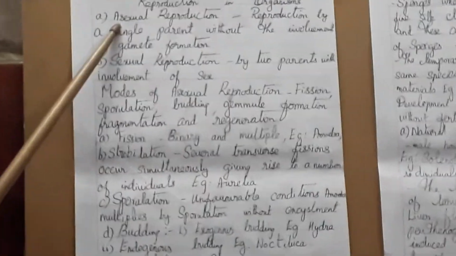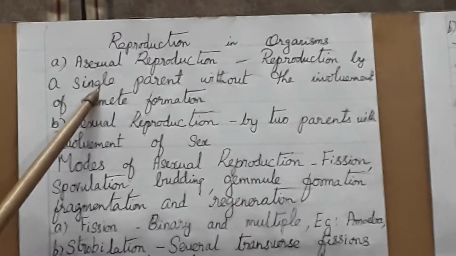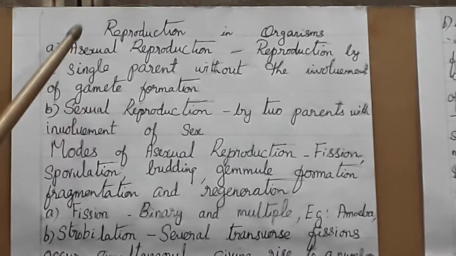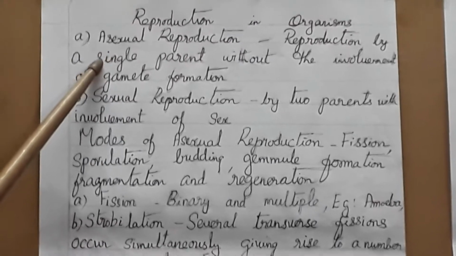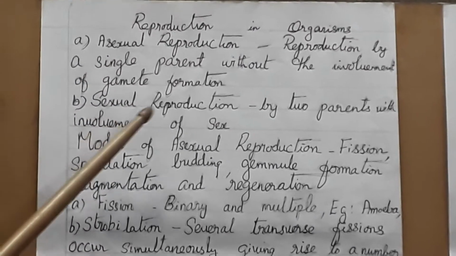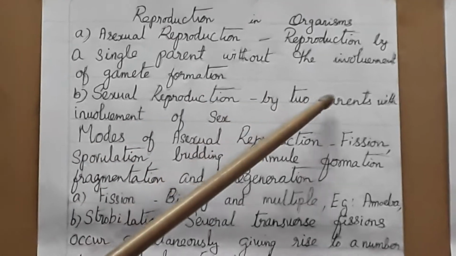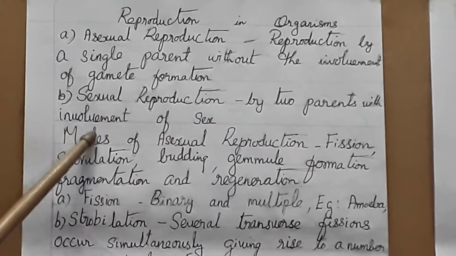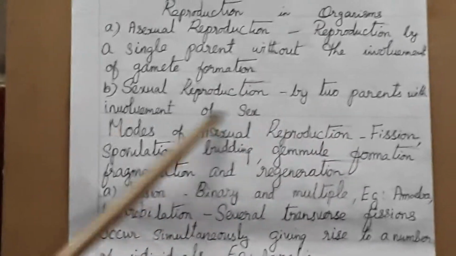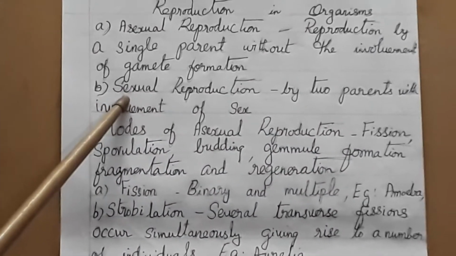Asexual reproduction: reproduction by a single parent without the involvement of gamete formation is asexual reproduction. Sexual reproduction: reproduction by two parents with the involvement of sex, production of gametes, is sexual reproduction.